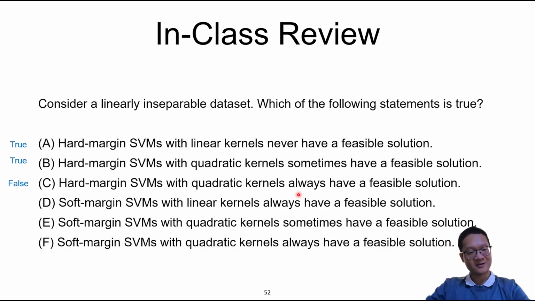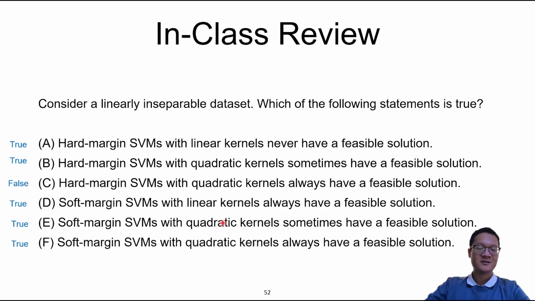Okay, next, the remaining three all talk about soft margin SVMs. So remember that soft margin SVMs do not have any constraints. That means that we're allowed to pick any parameter, and the only goal in the optimization is to pick parameters that minimize the objective function, right? There's no constraints. There's no restriction on what parameters we can pick. So all three of the statements involving soft margin SVMs are all true.